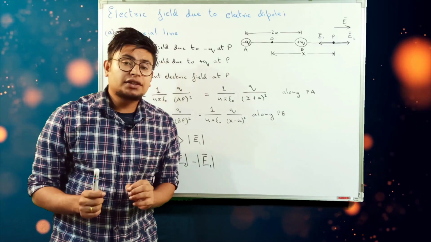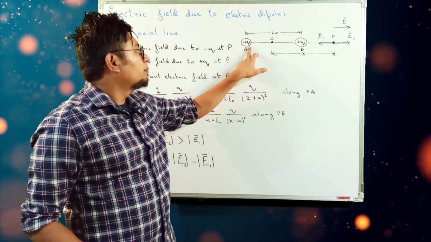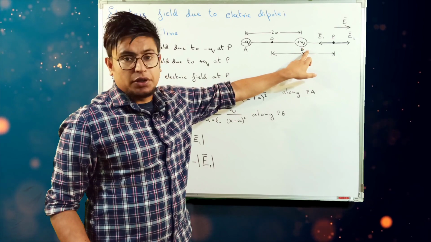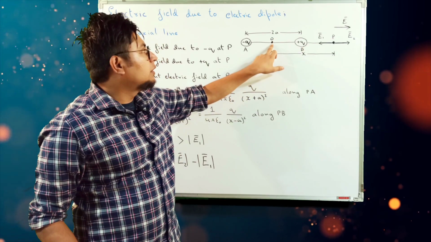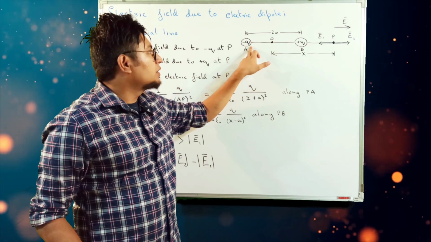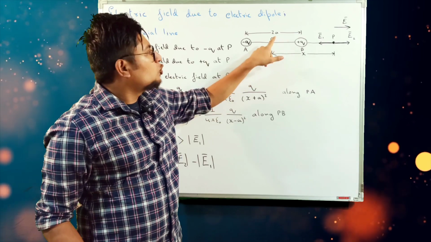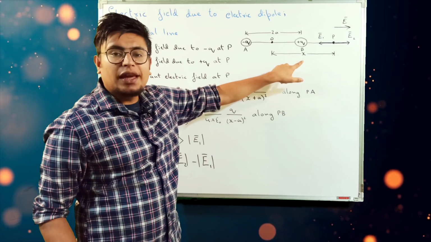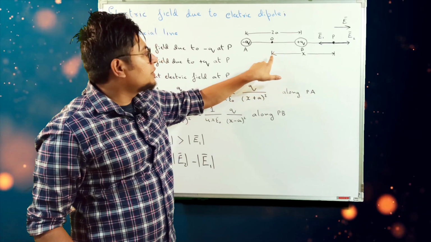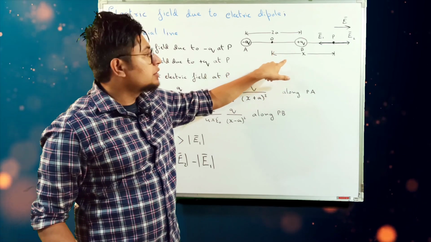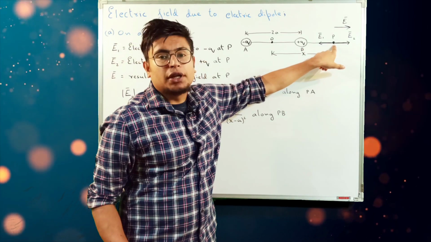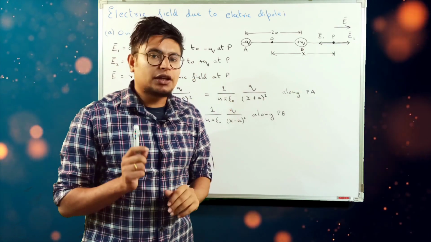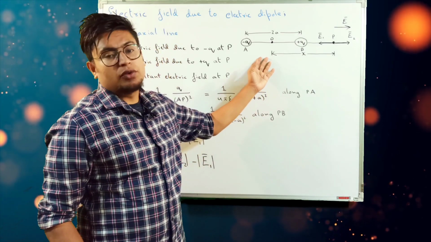In the case of the axial line, we have minus q at point A and plus q at point B, with O being the center between minus q and plus q. 2a is the distance between the two charges, and x is the distance from the center of the dipole to the point P. The point P is where we have to find the electric field produced by this particular dipole.